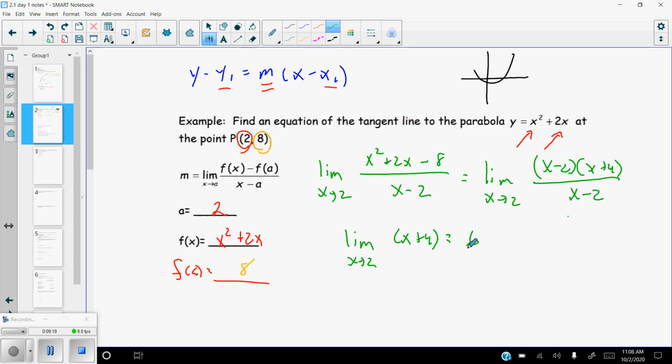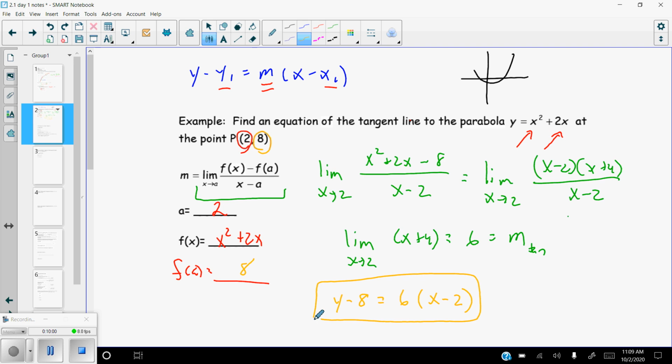What is that? Well, we just found the limit of our secant slopes as x approaches a. So what we found was the slope of the tangent line. So 6 is the slope of the tangent line. We have our x, we have our y. We can plug them into the point slope form. So y minus the y value, which is 8, equals the slope we just found, which is 6, times x minus the x value, which is 2. That's it.